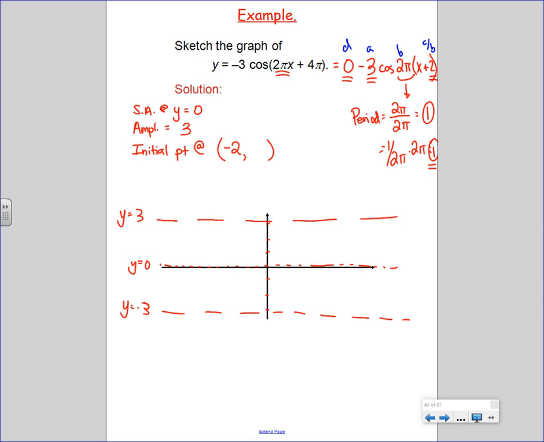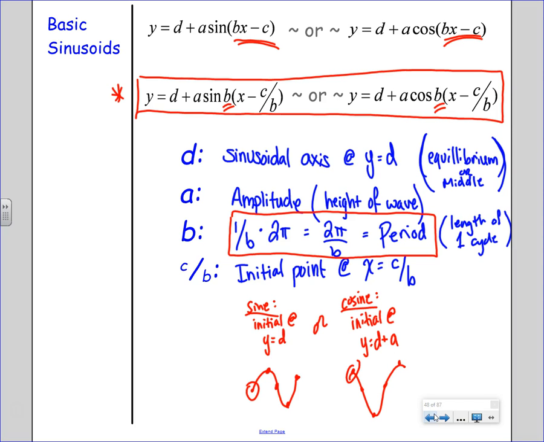Help me out. Do I have sine or cosine? Okay, look at your formulas. What did I say about the initial point of a cosine? Yeah, it's going to be d plus a, right? Normally for a cosine, since it needs to start at the top, can I go ahead and show you the handwriting lines real quick? There's the sinusoidal axis, there's the upper bound, there's the lower bound. For cosine, I'm going to say, hey, y equals d is the center. I need to count up a to get to the top. So d plus a, I get the top.